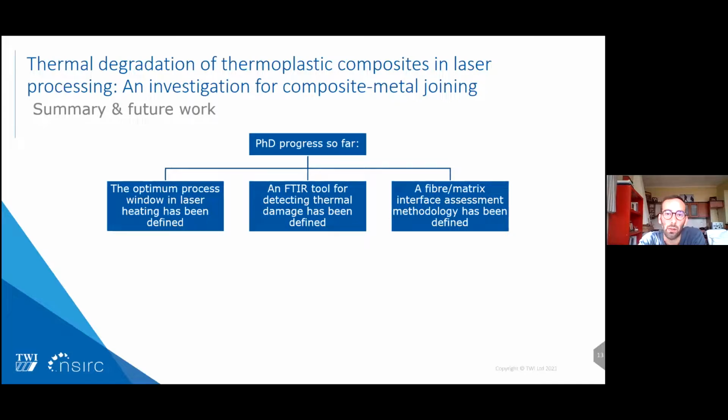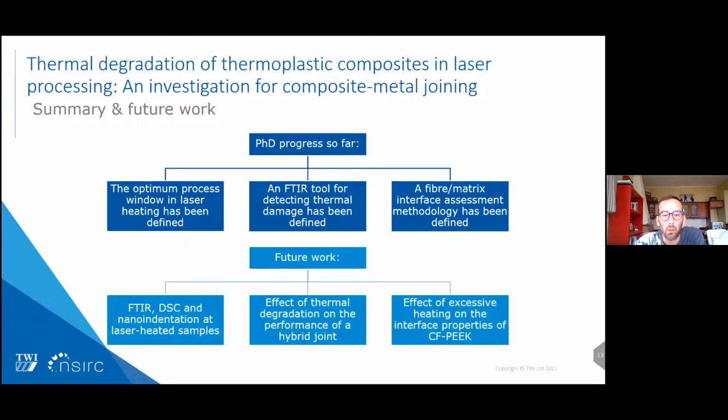And this methodology is going to be used for examining material samples that have not been thermally degraded and samples that have been thermally degraded. As part of the future work, the investigation with the FTIR is going to take place in laser heated samples. DSC analysis will take place as well to identify the effect of laser heating on the crystallinity of the material. And nanoindentation will be used in order to assess the effect of the laser heating on the mechanical properties of the material.